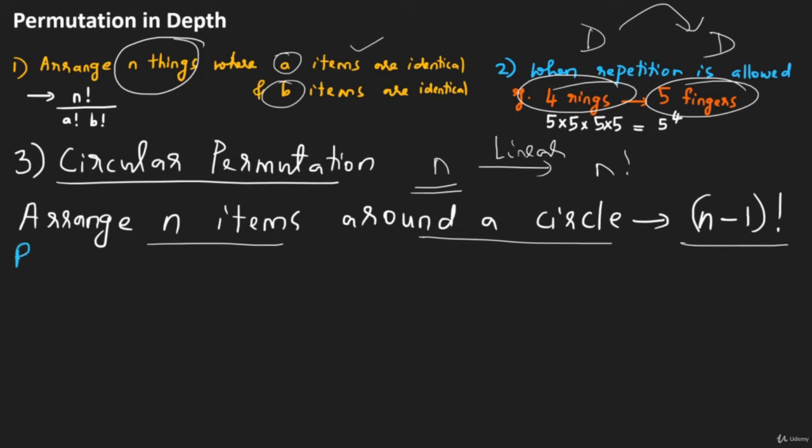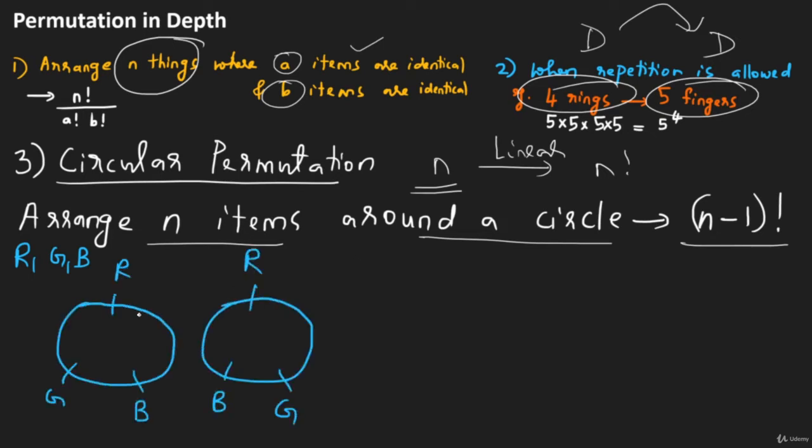For example, say you have 3 people R, G and B. This could be Rahul, Gobu and Babu. So these are 3 friends. All right. Now you need to arrange them around a circle. They can be arranged in these 2 manners, right? These are the only 2 ways in which you can arrange these 3 people around a circle.